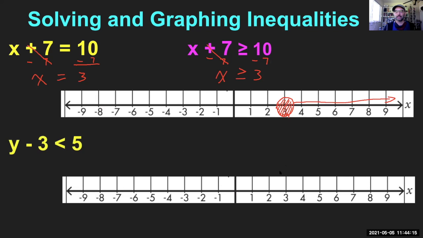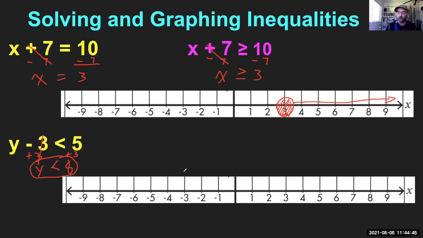Now this one says y minus 3 is less than 5. So same thing. This says minus 3. What's the opposite of minus 3? Well, it's plus 3, right? Plus 3. So the 3's cancel out, and you just have a y here. The less than comes down, just like the equals used to come down. And if we did plus 3 over here, we have to do plus 3 here. 5 plus 3 is 8. So our answer is y is less than 8.